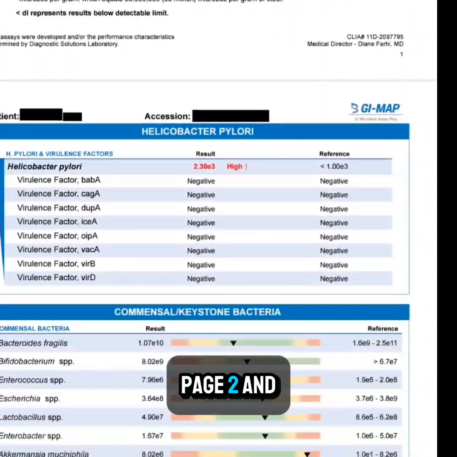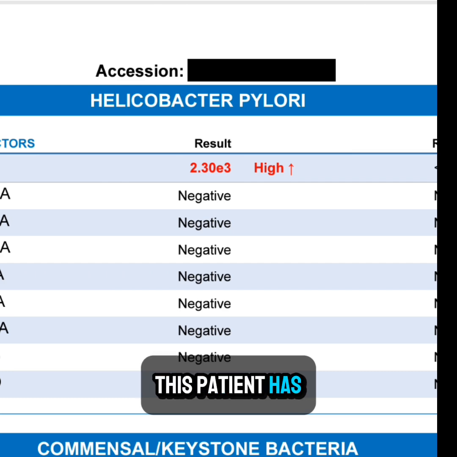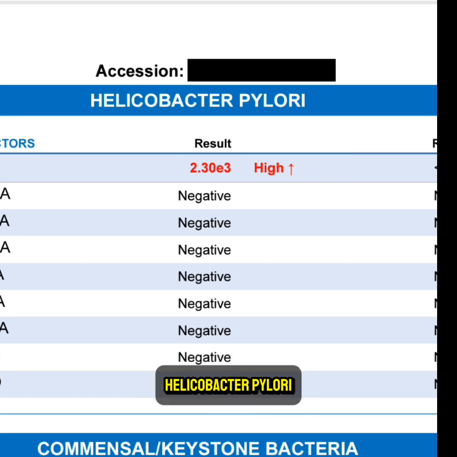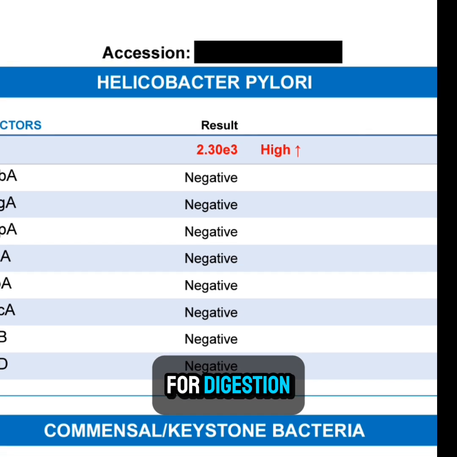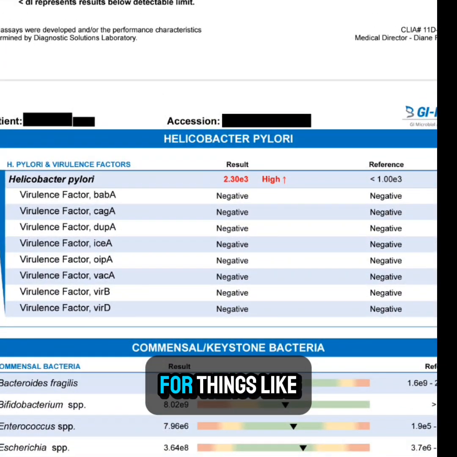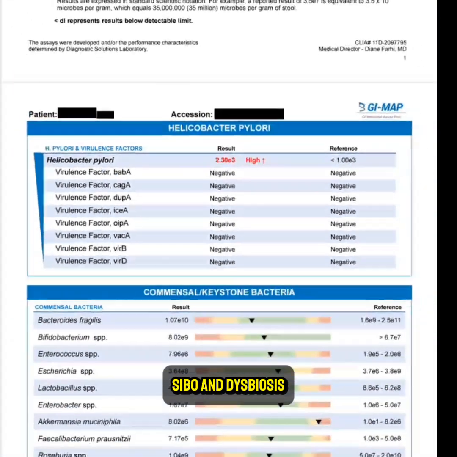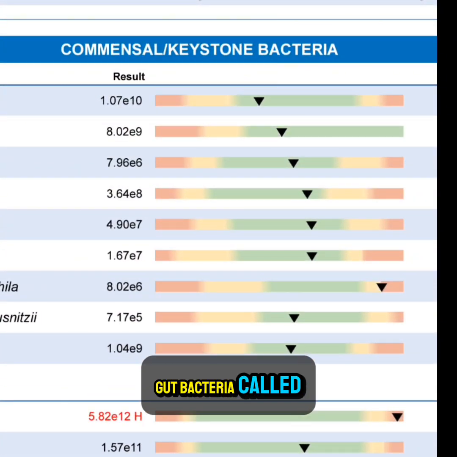Moving on to page 2, and this is an actual patient's test result, so I have the name blacked out here. But you see on page 2, this patient has H. pylori, known as Helicobacter pylori. This is a common stomach-based bacteria that turns the stomach more alkaline instead of acidic. That's very problematic for digestion and causes things like maldigestion and malabsorption, while also opening up the door for things like SIBO and dysbiosis.